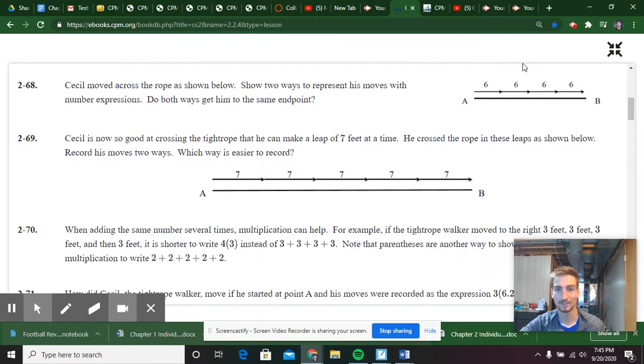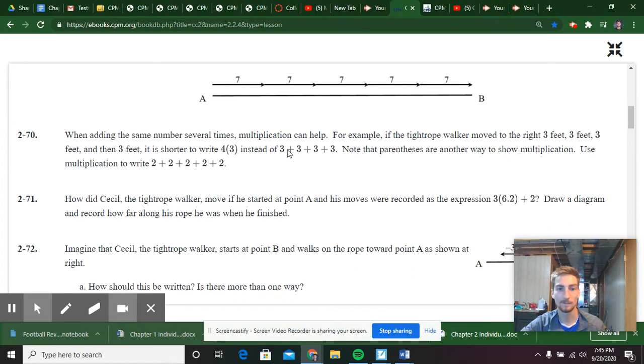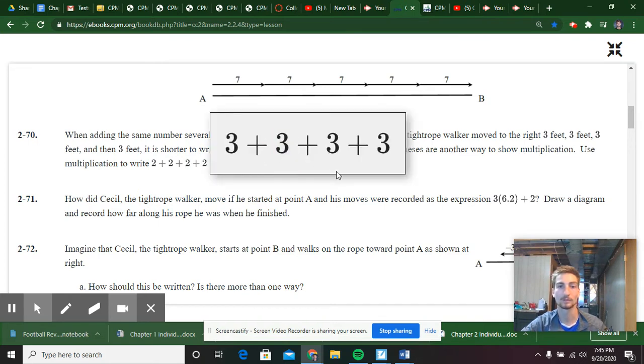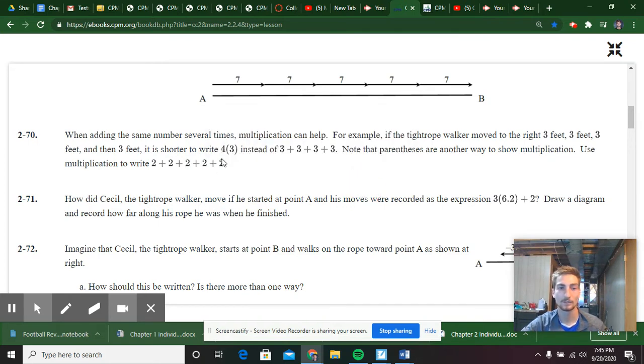And then here we see in 268, there's that repeated addition. So when we write it out as a diagram, we see 6, 6, 6, 6. Well, what would A to B be? It would be 24, right? 6 plus 6 plus 6 plus 6 would give you 24. But as we move down here, you'll see the repeated addition again. But can we write it a shorter way? Well, it says 4, and then in parentheses, 3 is the same thing as 3 plus 3 plus 3 plus 3. So this here must mean multiplication.